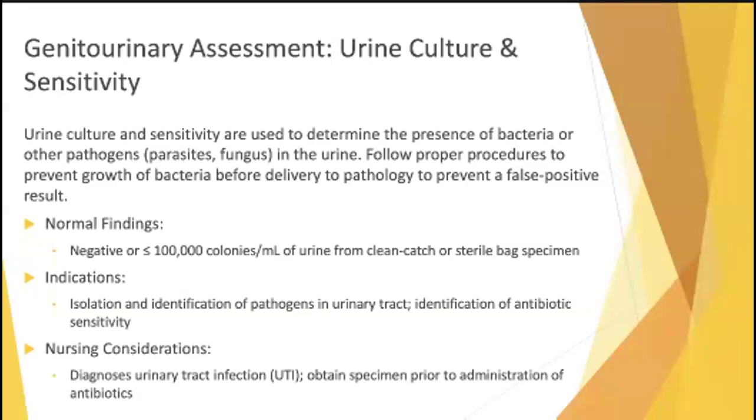Specimen collection, clean catch midstream, again, is preferred. So they would have to clean themselves and then void a little bit into the toilet and then continue to void in the cup. If we're not able to do the clean catch, then we may be required to do a catheterization where we just go in, collect, and then come out. They like to have at least 10 mLs for accuracy. Anything less might be insufficient for culture.